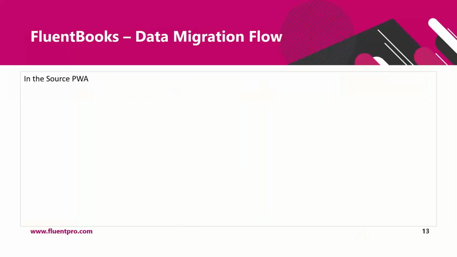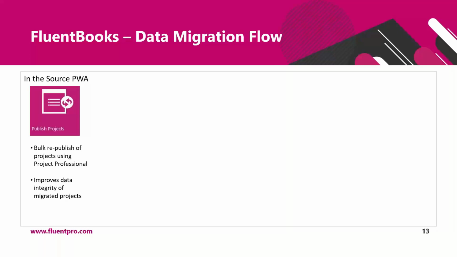In the next set of slides, I'm going to walk you through a data migration flow in detail. So FluentBooks provides a variety of wizards to be used for migration. Part of these wizards will be used to perform download of data from the source PWA. Other wizards will be used to upload this data to the target PWA and to validate the migration results.